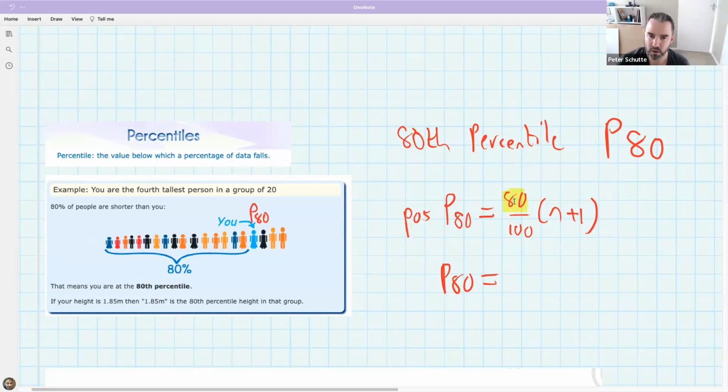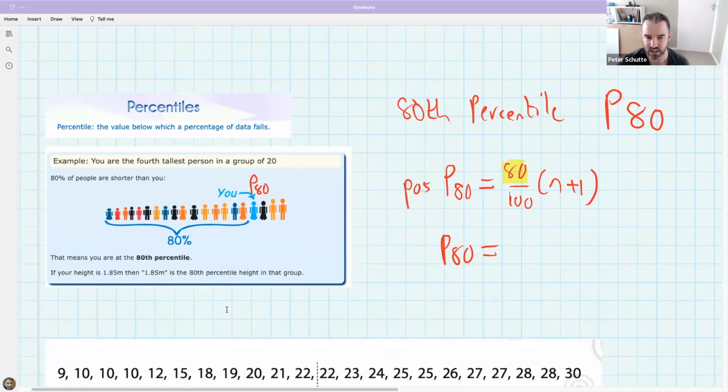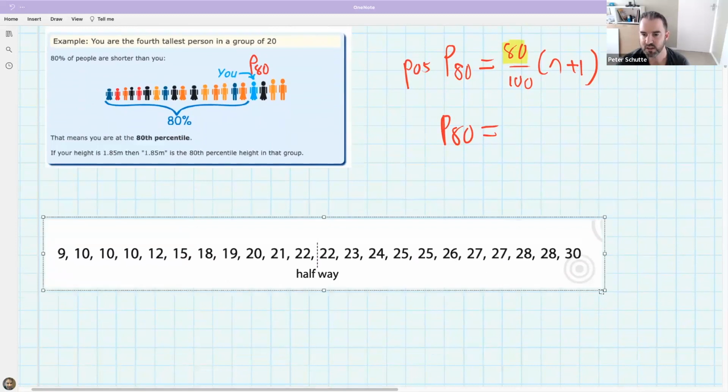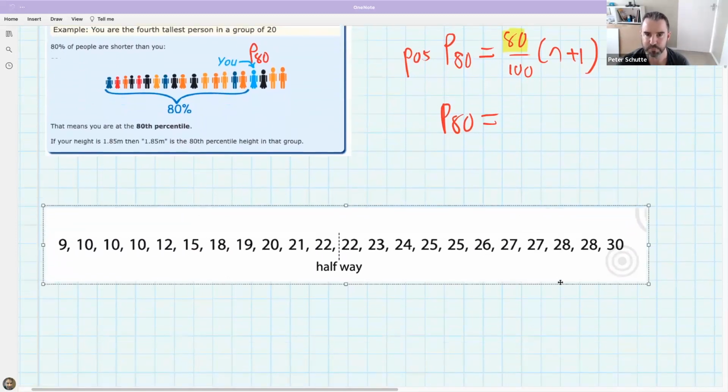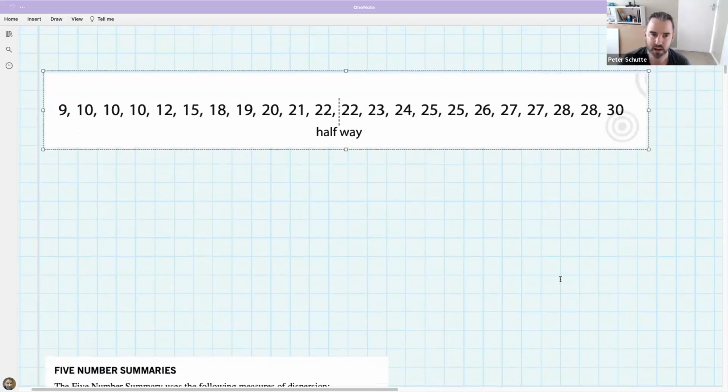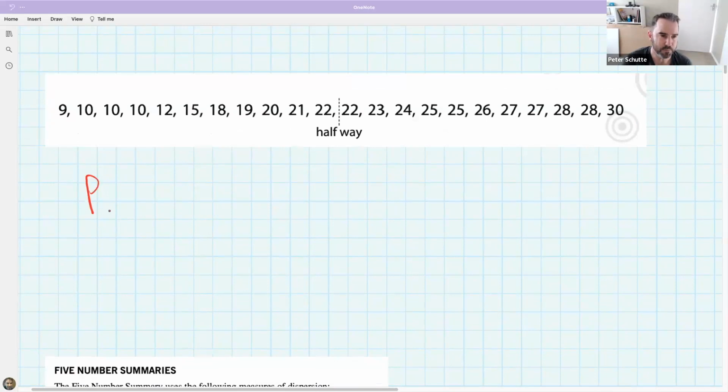So what I want to do together is an example of finding the 80th percentile in a list of data. So here is a list of data that has been ranked from smallest to biggest. And I want you to find me the 80th percentile, or P80. Now, in order to do that, you are going to first have to find its position using this formula.